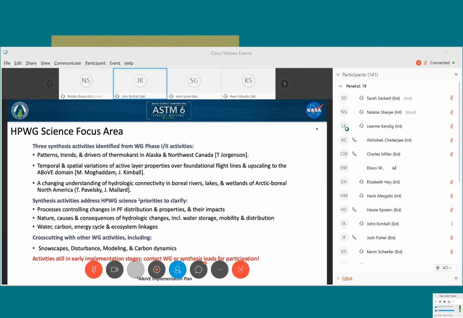These activities are also clearly cross-cutting with other working groups, including snowscapes. Bambi reported on that, disturbance activities from both Howie and Adriana. Their reports today, modeling and carbon dynamics, as well as the basic data collections and validation activities that Kevin's talked about. These three activities we've identified here are still in the early implementation stages, and so anybody who's interested in these things can contact either myself or David Buttman or the actual activity leads for participation. Next slide.